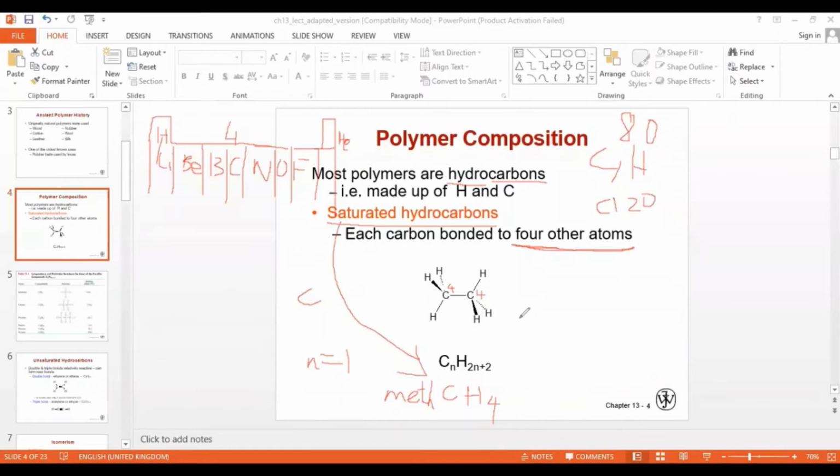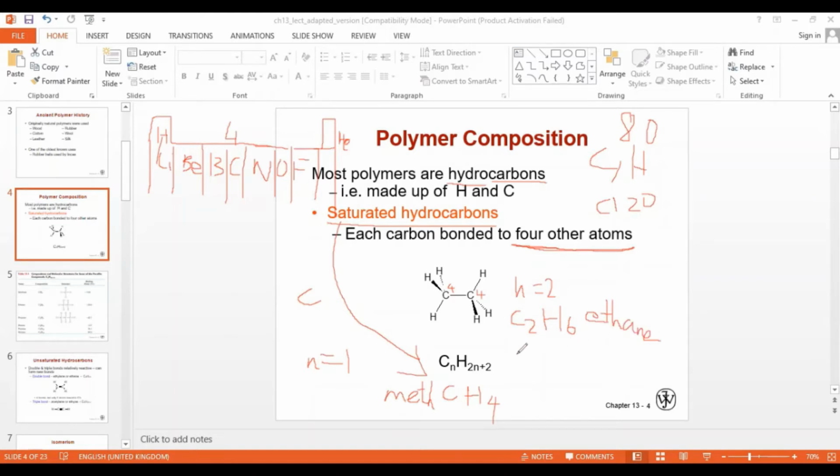Okay, I will put n is equal to 2. In that case, I will replace this n with 2: C2, and H, I will put this 2 here. So 2 into 2 is 4, plus 2 is 6, right? C2H6. This is known as ethane, right?